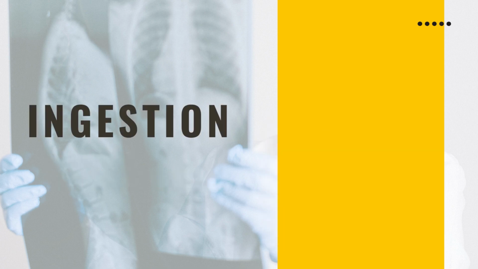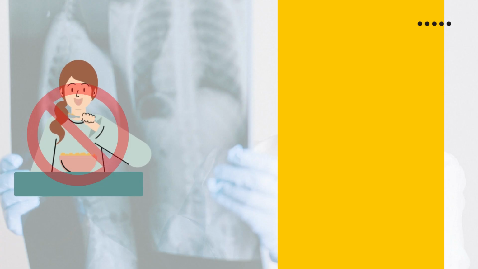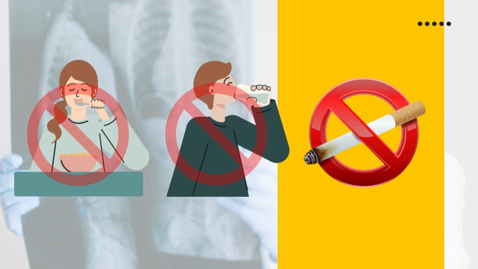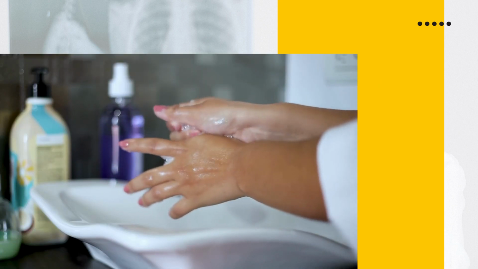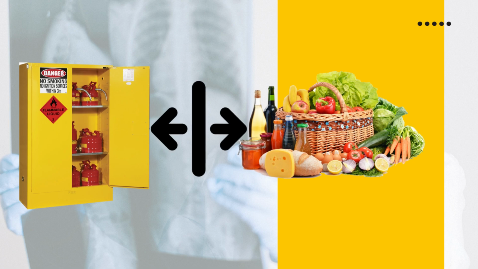Ingestion. Accidentally swallowing chemicals can have serious health consequences. Always avoid eating, drinking, or smoking in areas where chemicals are present, and wash your hands thoroughly before doing any of these activities. Store chemicals and foods separately and ensure proper labeling to prevent mix-ups.